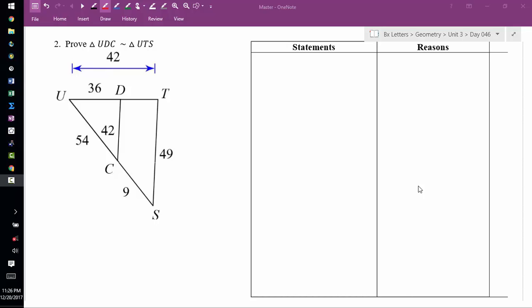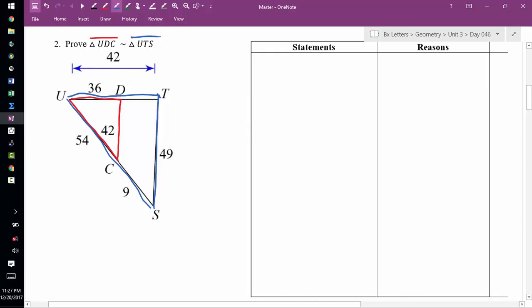Problem number 2. Here we have overlapping triangles, and we're going to try and prove this first triangle, triangle UDC, the small one. We're going to try and prove that it's similar to this bigger one, U all the way down to S and then to T, or as they call it, UTS.